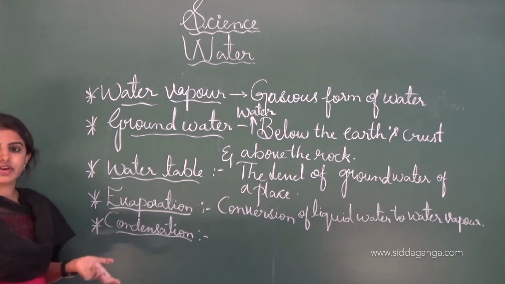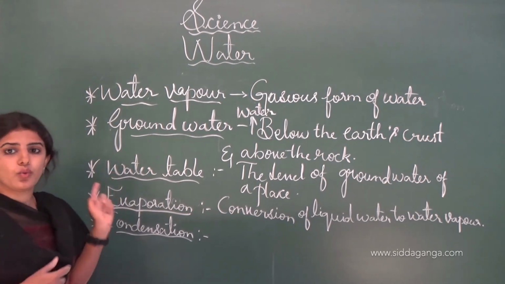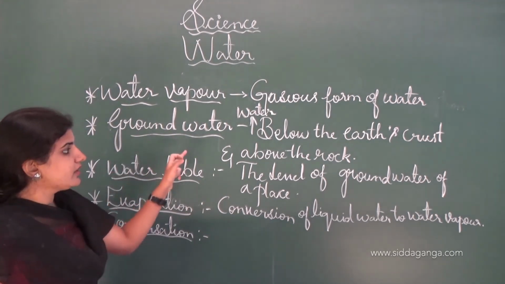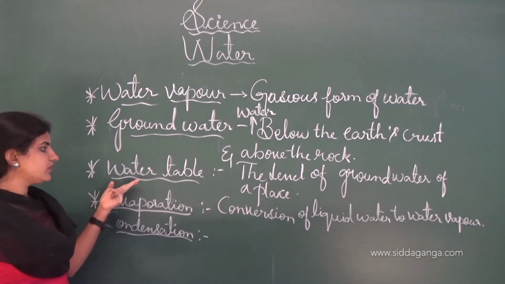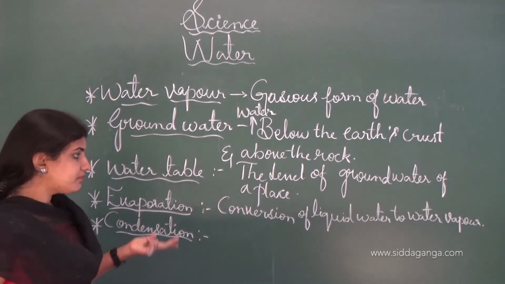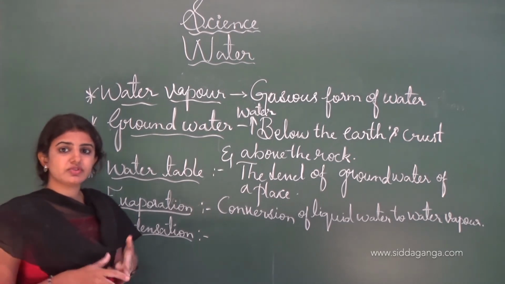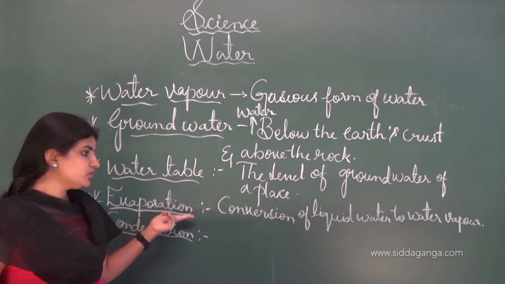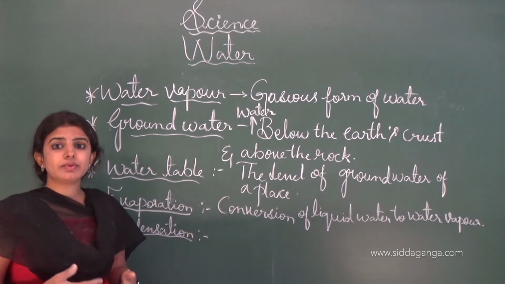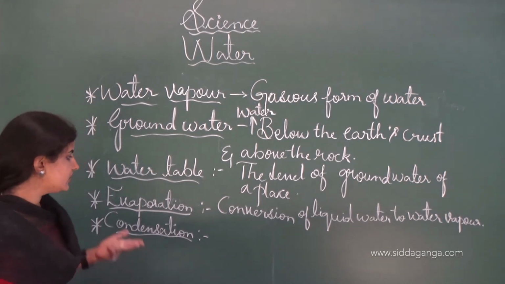See, these are all the different points which come under this chapter. Water vapor is nothing but the gaseous form of water, and groundwater is nothing but the water below the earth crust and above the rock. Next one is the water table: the level of the groundwater of a particular place. And next one is evaporation. It is the process of conversion of liquid water into its vapor. Usually evaporation is a very slow process which takes place in the environment, and through this process the water cycle continuously happens.